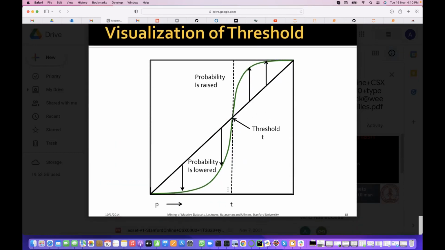So here, pictorially, it is given. The probability is lowered, it becomes like this. This is the threshold, the probability is raised. So if you raise the probability, then you'll include more false positives also. If you decrease the probability, then let's say you will miss more negatives also.